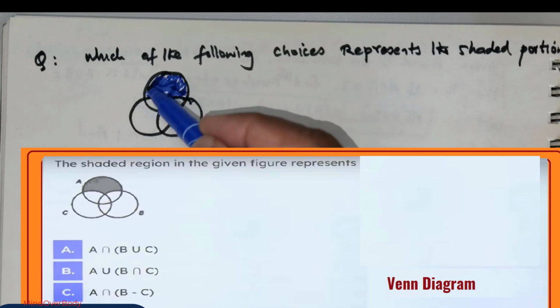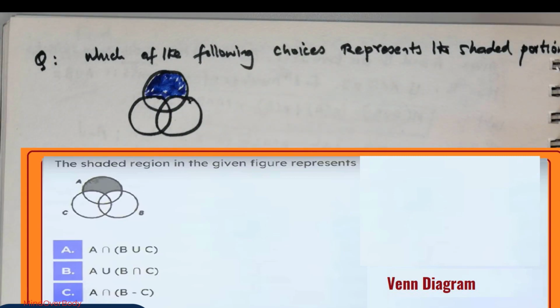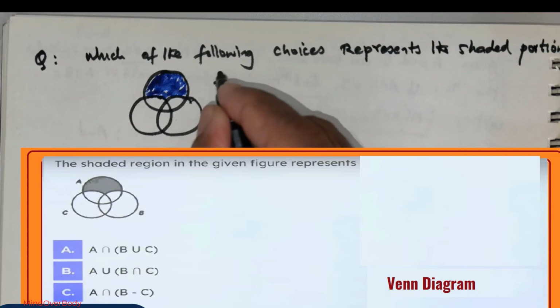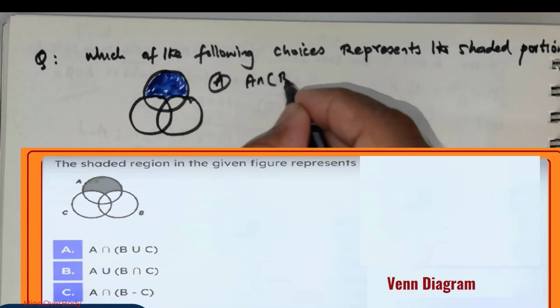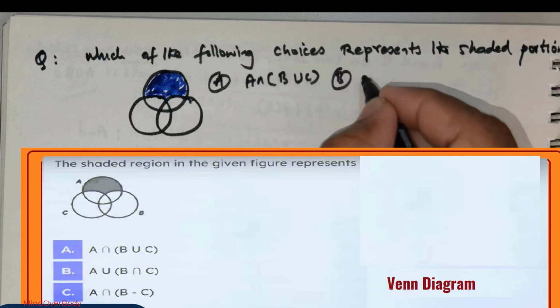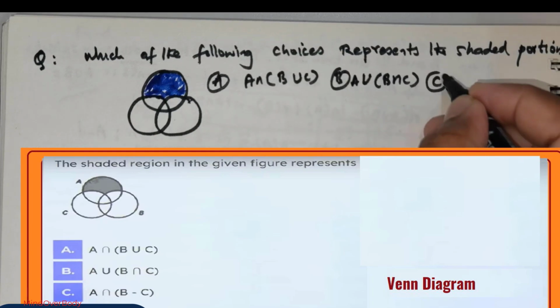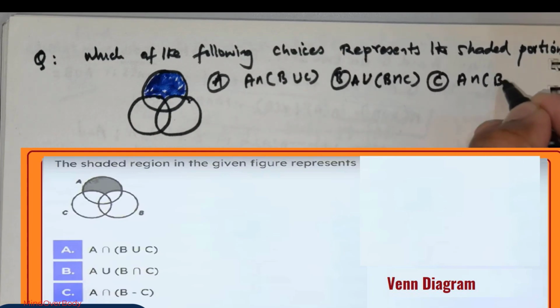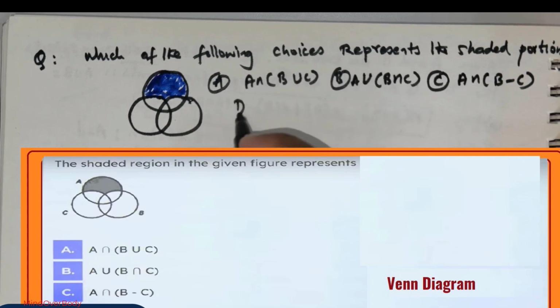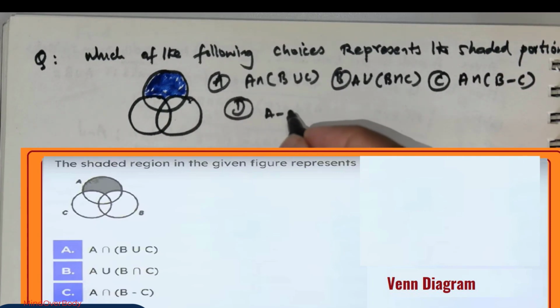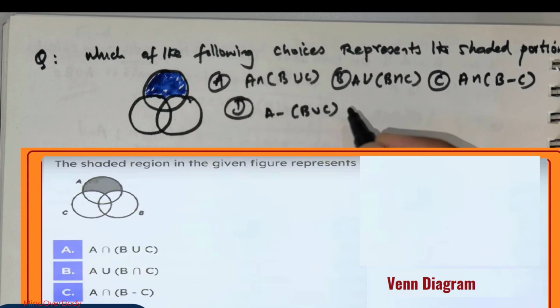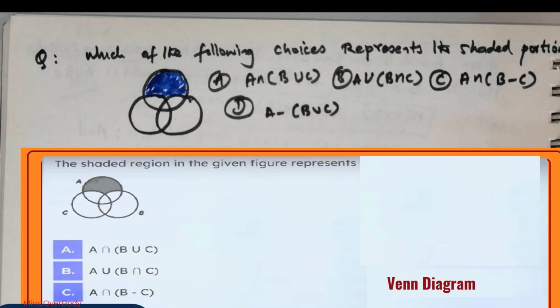Right? So you have the following choices. Is it A intersection of B union C? Is it A union of B intersecting C? Is it A intersection of B difference C? Or is it A difference of B union C? Come on, you have 30 seconds. Which of these choices do you think is the right choice that represents the shaded portion?